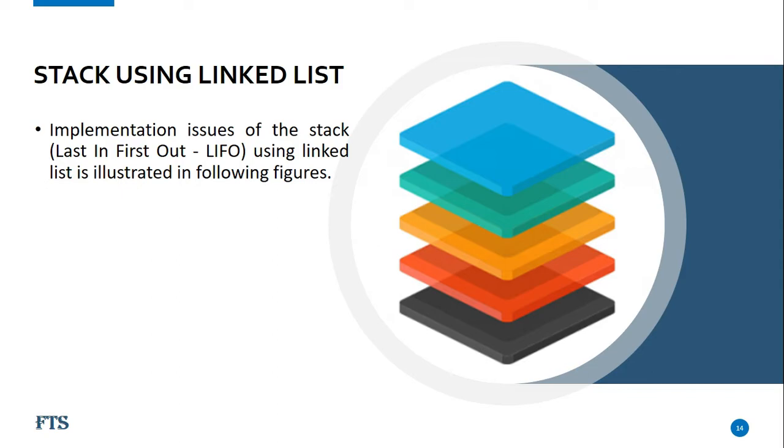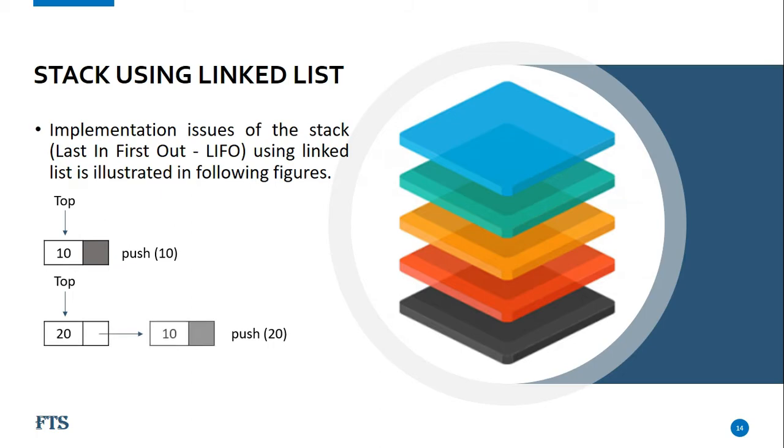The implementation of the stack using linked list is illustrated in the following figure. Let's say top is null at the beginning. If you push 10, then top should point to 10. If you push 20, top should point to 20 and 20 to 10. Pop, then 20 should be deleted. Therefore, top should point to 10 instead of 20. Like this.